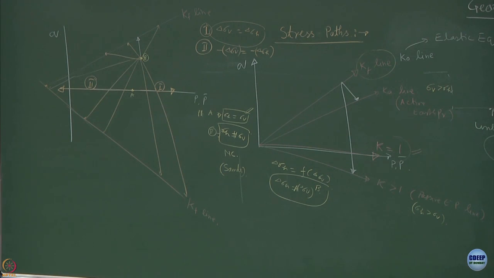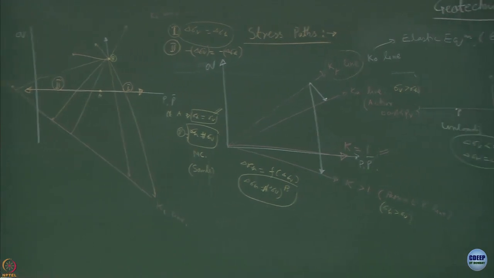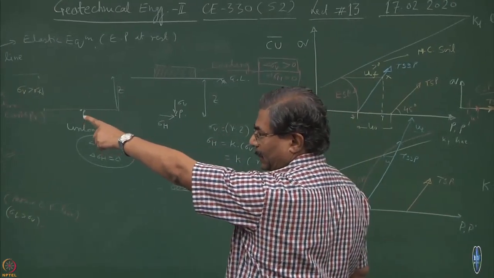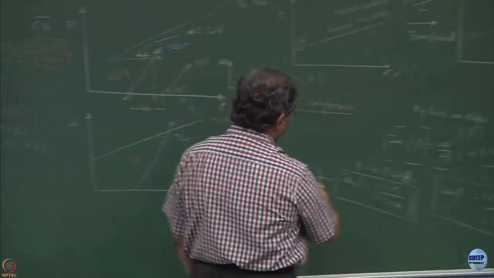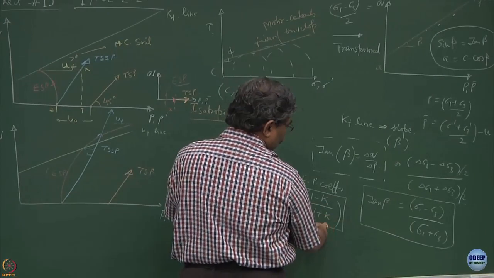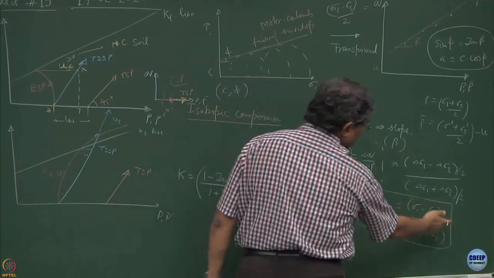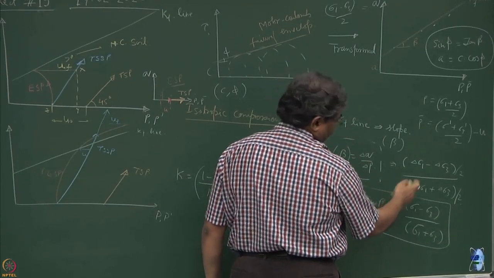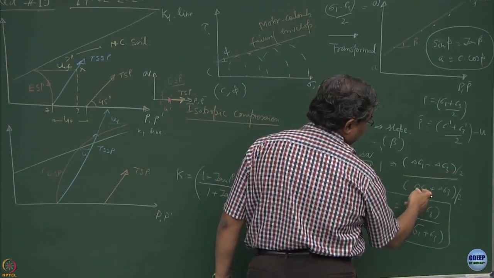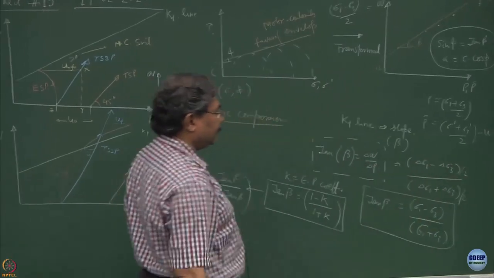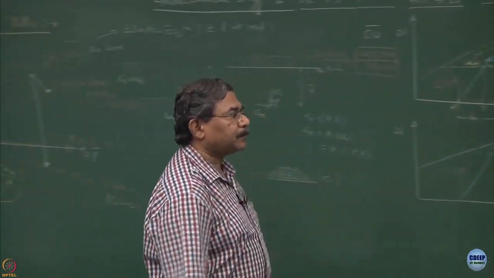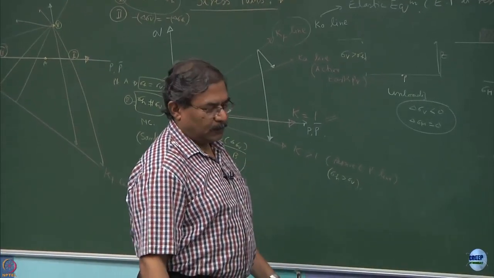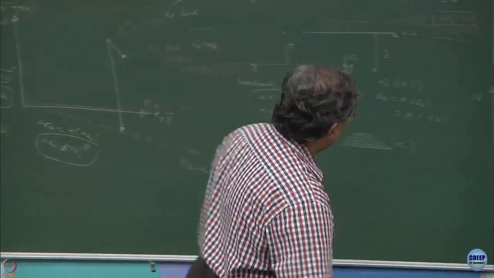Mathematically, you can obtain from here delta q by delta p equal to tan beta. So the slope of these lines is nothing but the beta angle, clear? And then you can compute the beta if the k is known, number one. If sigma 1, sigma 3 is known, again you can compute the beta value by substituting delta sigma 1, delta sigma 3, and you can simply compute this. Is this fine? Good. That's what I want to hear.